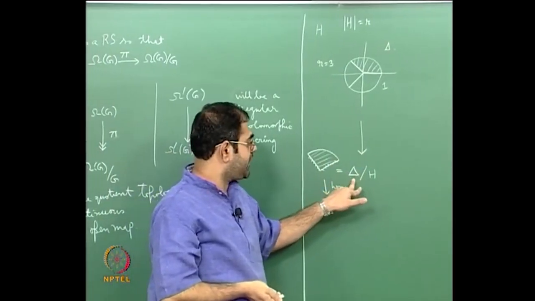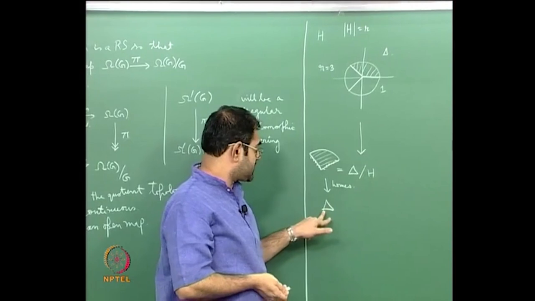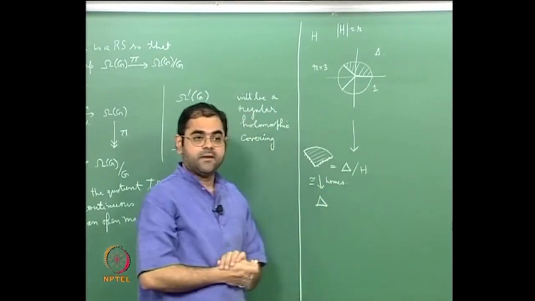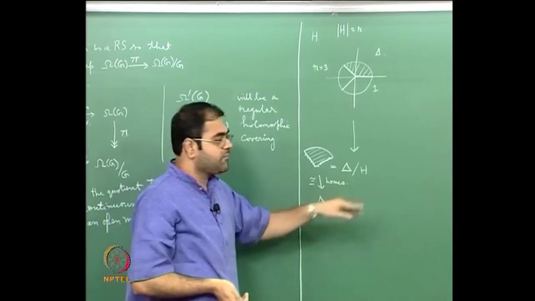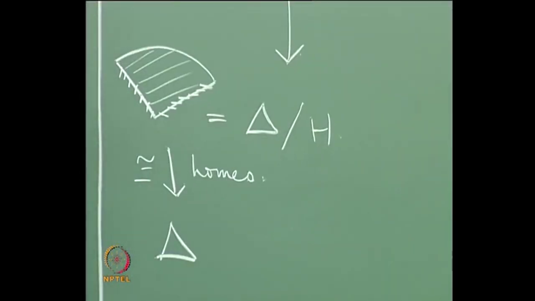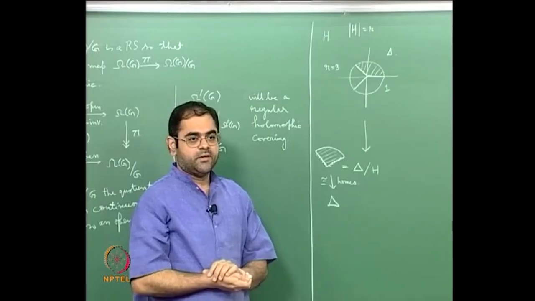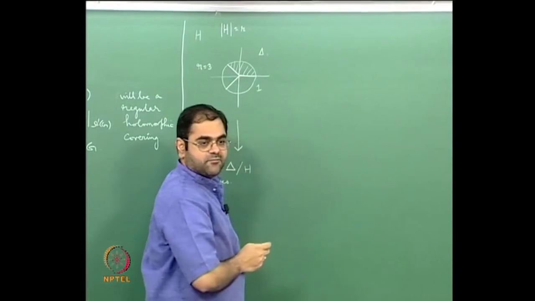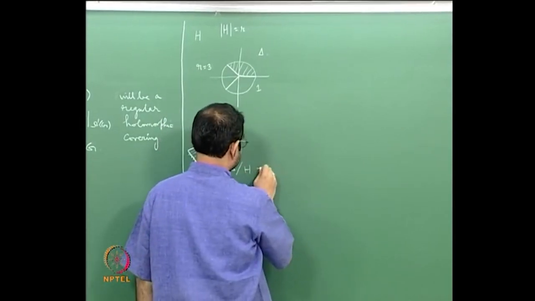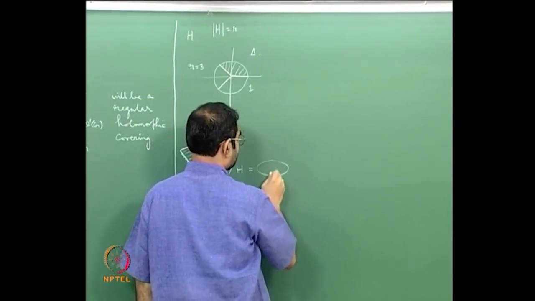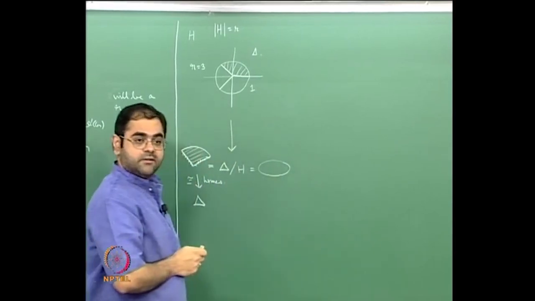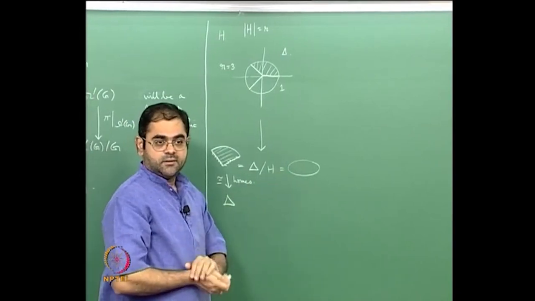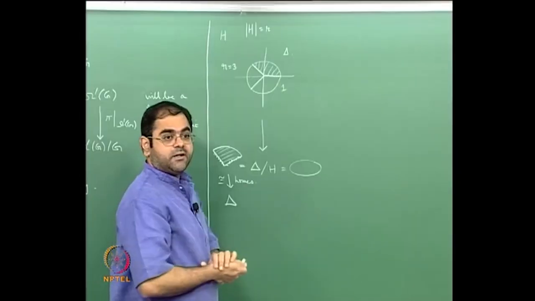So the question is, if you take delta mod H, it again looks like delta. And then the question is, on delta mod H, how is one going to get a coordinate? So to analyze that, one looks at it a little carefully. Let's look at this as delta, at least topologically for the moment. That is, if you put the quotient topology, you will get delta. There is no doubt about it. But you have to make it into a Riemann surface.